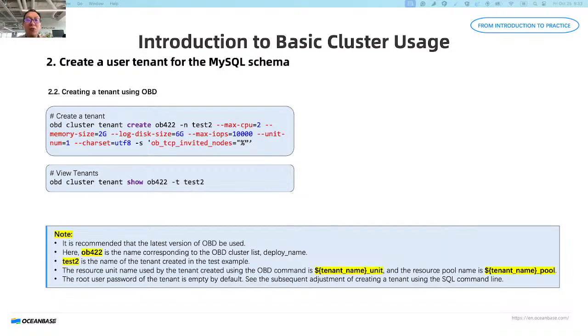Next, let's take a look at how to create a tenant using OBD. Here are several OBD commands for creating and viewing tenants. Here we need to pay attention to that it's recommended that the latest version of OBD be used. Here, OB422 is the name corresponding to the OBD cluster list deploy name. Test2 is the name of the tenant created in the test example. The resource unit name used by the tenant created using the OBD command is the tenant name unit, and the resource pool name is the tenant name pool. The root user password of the tenant is empty by default.